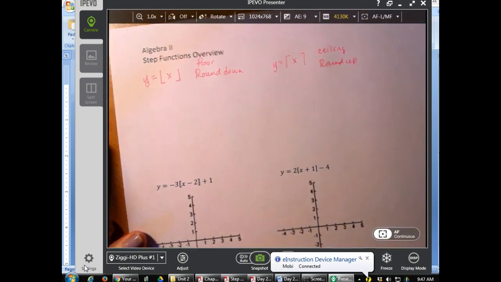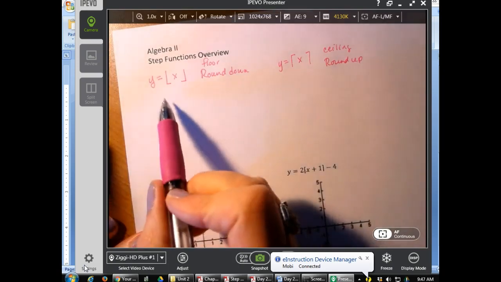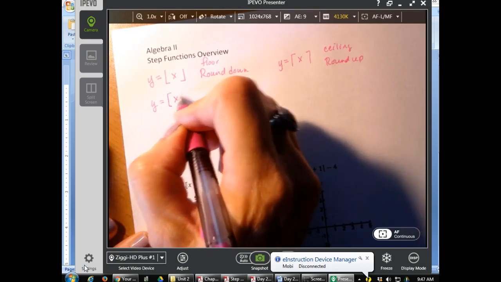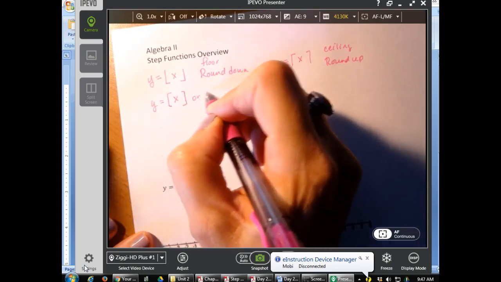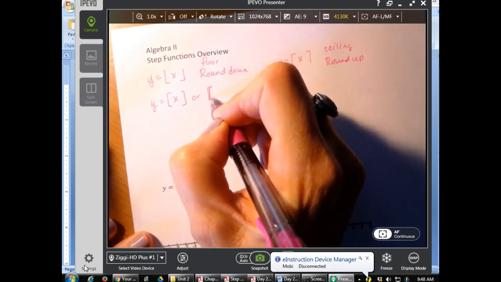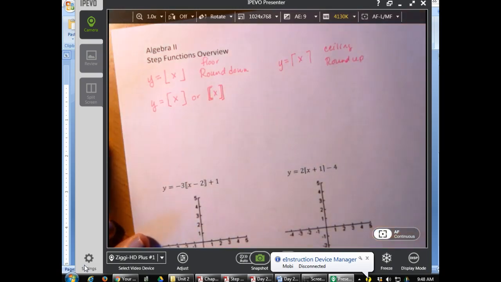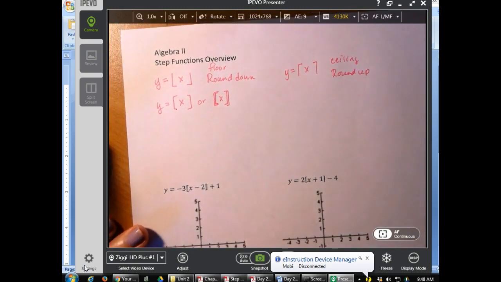So I'll do a couple of examples here. Before I do that, though, I want to remind you that the floor function is sometimes presented like this, or maybe even with double lines like this. You'll see it like that. So be very careful that you know which function you're actually dealing with.